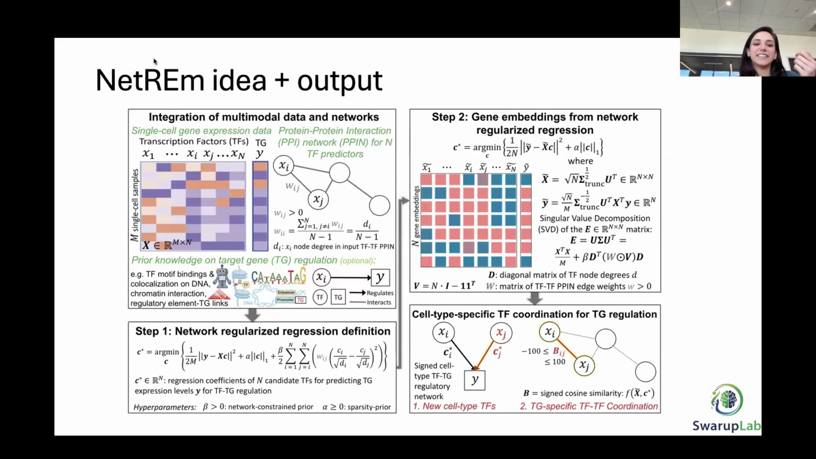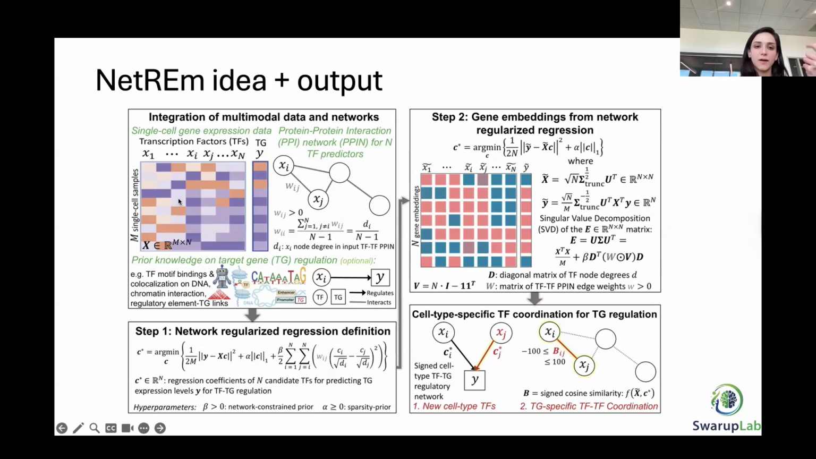Basically, the idea is we have transcription factor expression, so we have our single cell or even bulk expression data. But this time we have transcription factors. We know what our transcription factors are, and we have a target gene. So it's a little bit different here. Now we have one target gene, and a series of transcription factors that we think are coordinating together to regulate that one target gene.